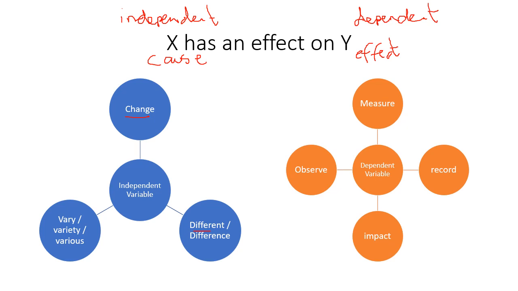If you see things like measure, so you measure something, or you record something, or you observe, you watch something, or you see the impact, all of these words would show you that you're looking at the dependent variable. I think it would be really good if you just pause the recording now and copy down these words. These will give you a clue in the exam. If you're asked to identify an independent variable or a dependent variable, these words should give you a clue as to what you're looking at. So just briefly pause the recording now.